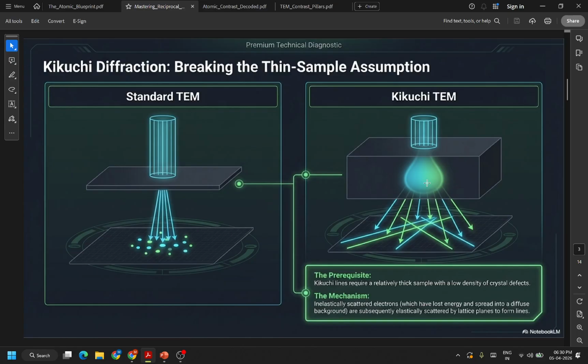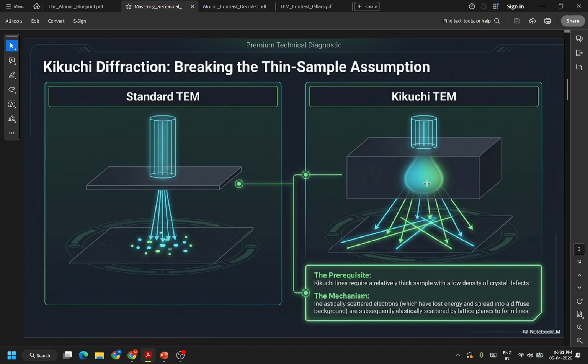Then we talk about Kikuchi diffraction. So in standard TEM, where we have a very thin sample, the electrons will pass without much scattering and create precise spots. But if we have a thicker sample, then we will have Kikuchi diffraction, where there will be scattering of the electron beams, and that will result, instead of spots, in Kikuchi lines.